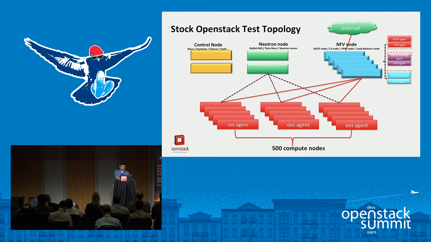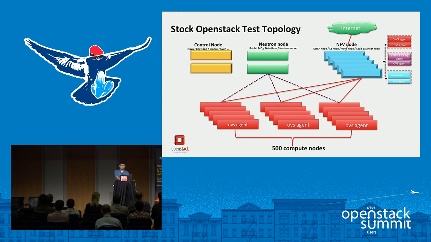Here are some details about the Neutron scaling issues we found during our test, which we found very difficult to improve. In our test environment, we put 500 compute nodes in the same data center. We deployed 5 control nodes with HA mode, which include Nova, Keystone, Glance, Swift, and Extra.